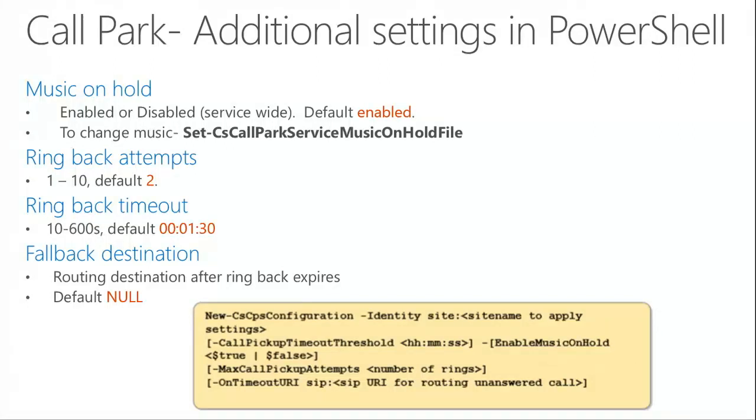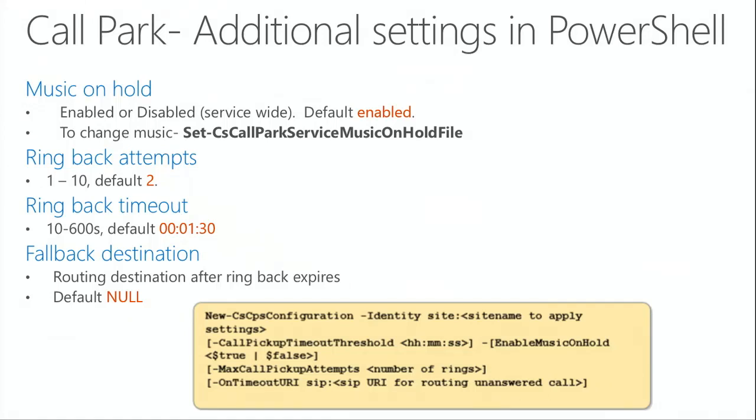Some additional settings for call park that you can control if you choose to: music on hold, the number of ringback attempts. Again, all these have defaults, but I'm going to burn through them a little bit quicker here. What is the ringback timeout? So how long do I have to sit on the park orbit before I try to go back to the person that parked me initially? And then what is my fallback destination? The default fallback destination is null, which means after the designated timeout and ringback attempts are expired, the user just gets disconnected.